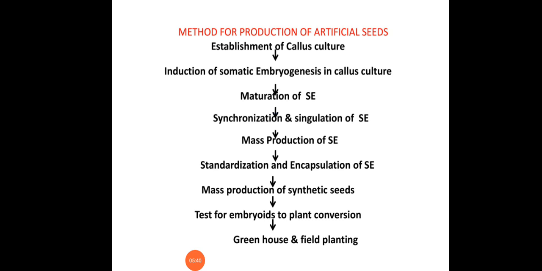Here, establishment of callus culture. After the callus culture is established, there is induction of somatic embryos in the callus culture, then maturation of somatic embryos, synchronization and singulation of somatic embryos, mass production of somatic embryos, standardization and encapsulation of somatic embryos, mass production of synthetic seeds, testing embryo to plant conversion, and then planting in the greenhouse or field.